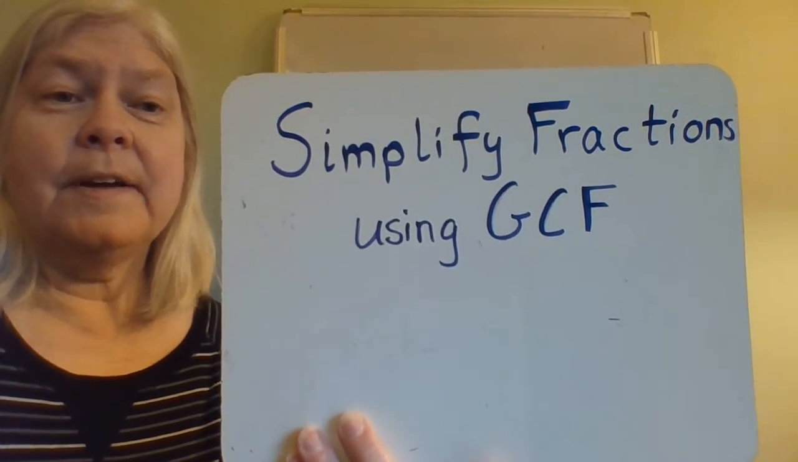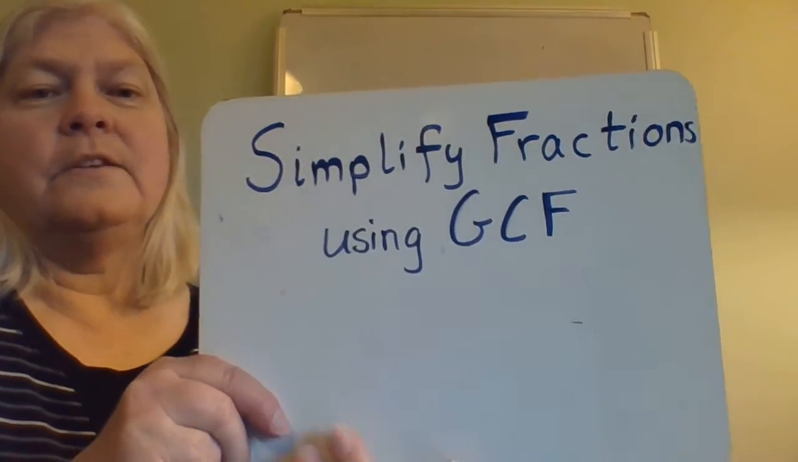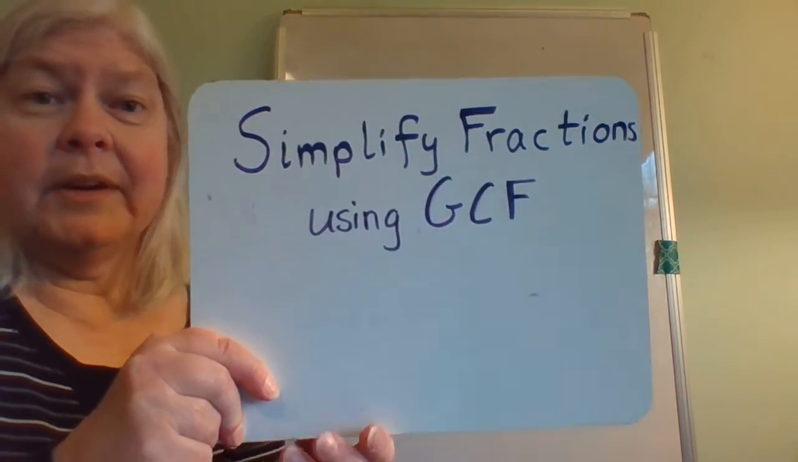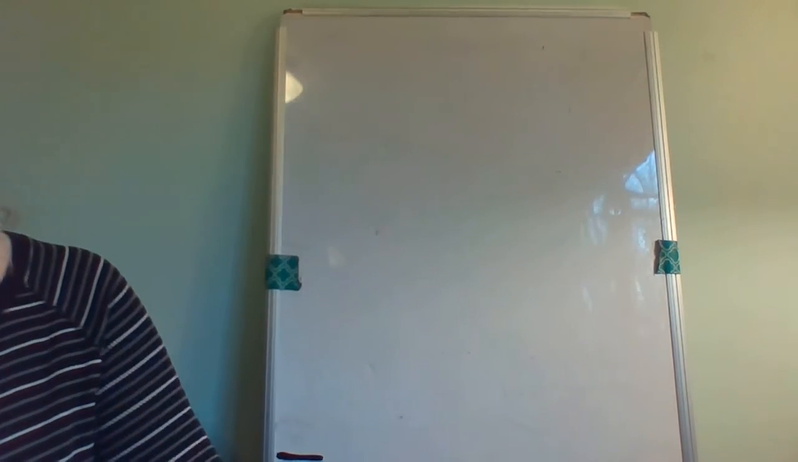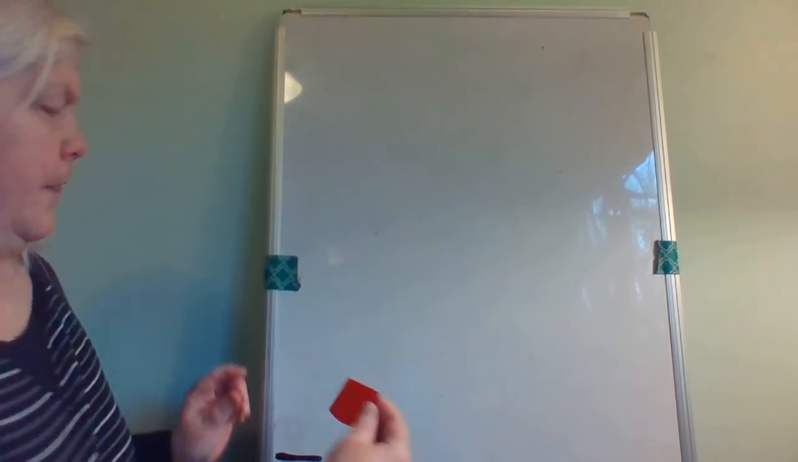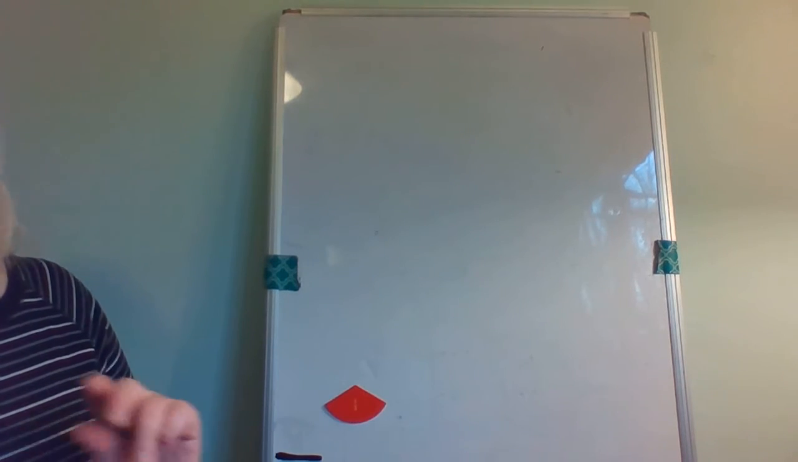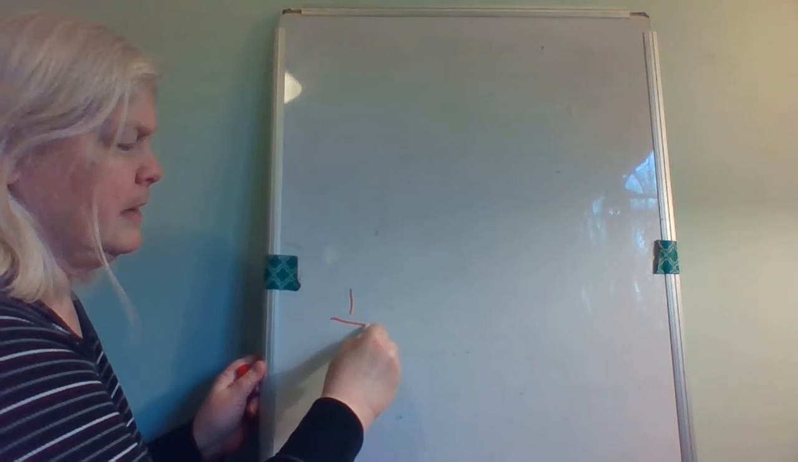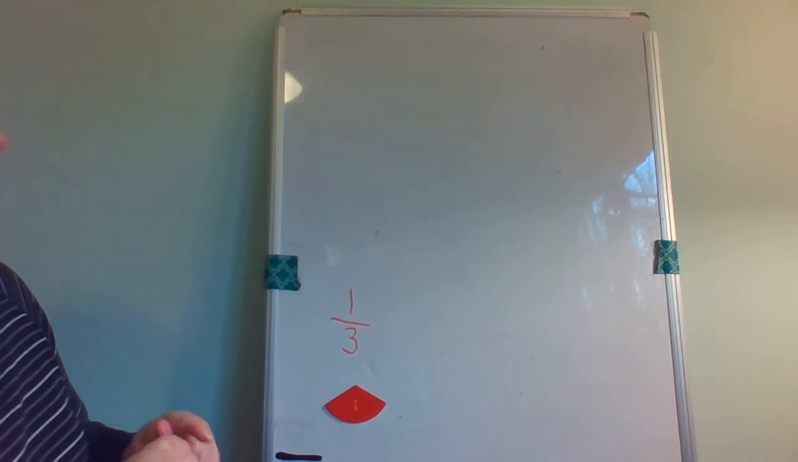This is the Simplify Fractions with GCF lesson. You've spent a lot of time working with GCF, and now we're going to see how we can use it with our fractions. Let's start with 1/3. The numerator is how many we have. The denominator is the type or the kind.